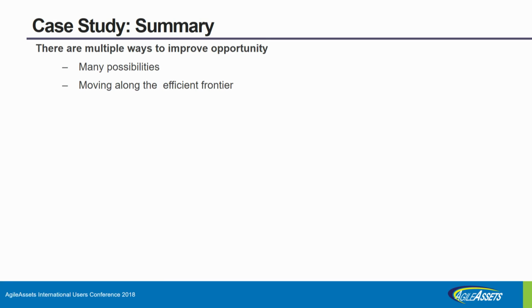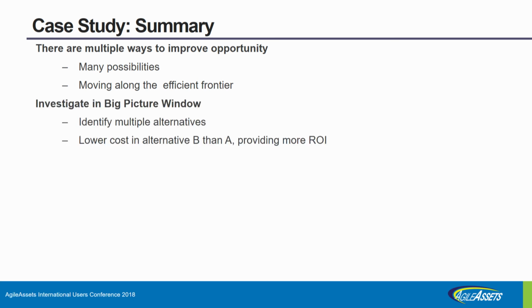So the quick summary of the case study: there are multiple ways that we can make decisions. There are a lot of possibilities, and if you just move around the efficient frontier, that gives you a better way to find out those possibilities. This is the first option for us. Then you have to investigate that in the big picture window. We started with the big picture window, found a couple of points, and compared the composition of the projects. We found lower cost in alternative B than A, so it's providing more return on investment.